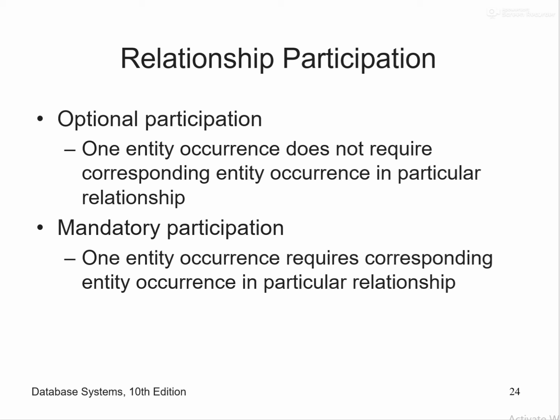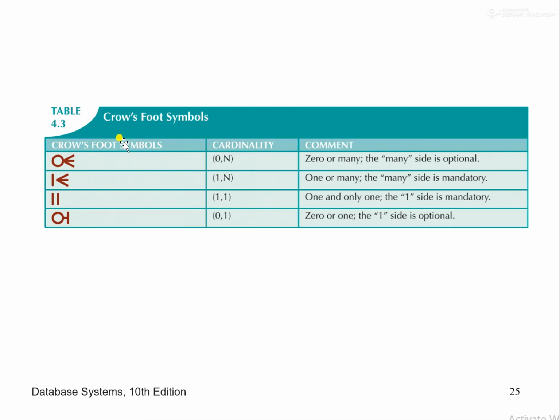Okay, relationship participation can be optional or mandatory. If it is optional, it means one entity occurrence does not require a corresponding entity occurrence in a particular relationship. And mandatory means the opposite, that one entity occurrence requires a corresponding entity occurrence in a particular relationship. Like here we showed it through cardinality, like 0 to n. 0 means it is optional. So 0 or many. So the many side is optional.